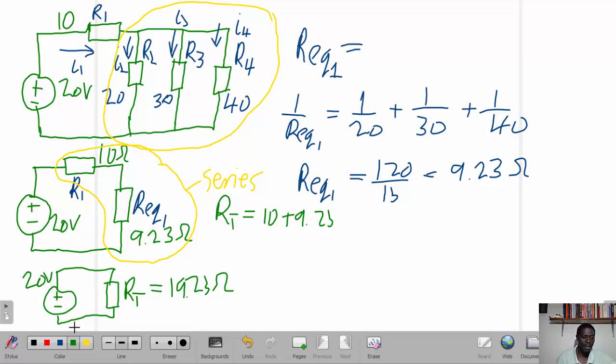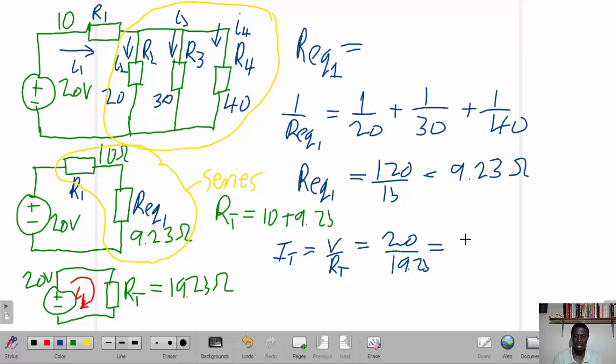And here we have our 20 volts supply. So a current is going to flow in this circuit in this direction. So you've got a total current, which we can call I1. So we can label that as I1. And to find our total current, IT, is equal to the total voltage over the total resistance. The voltage is 20 divided by 19.23.